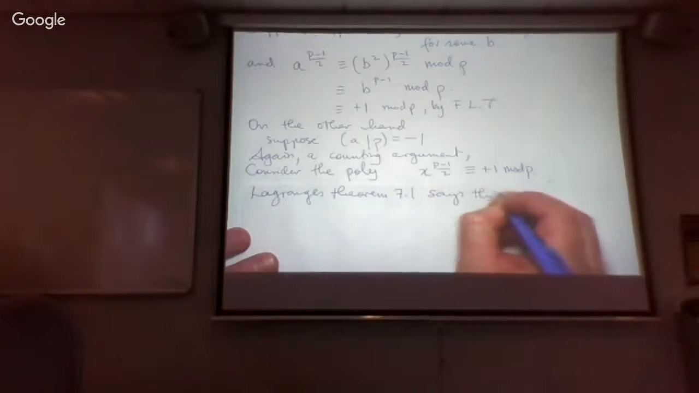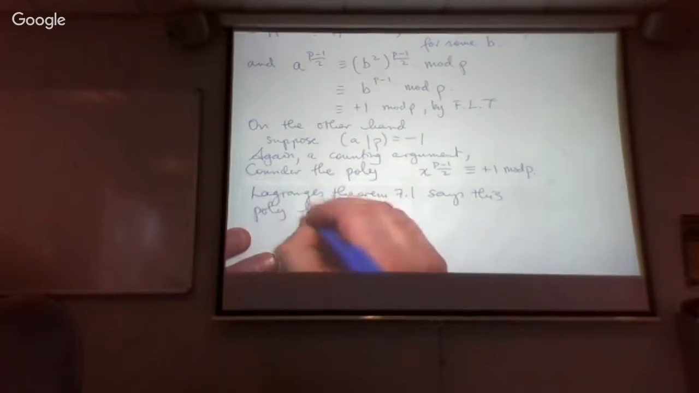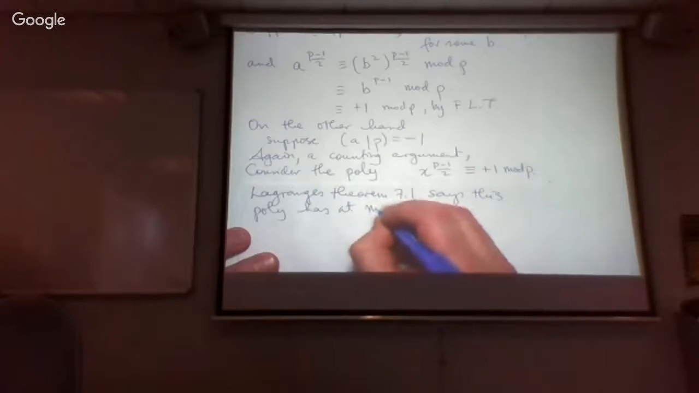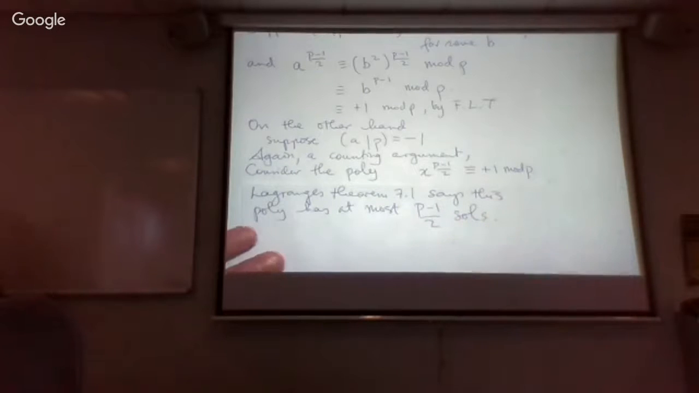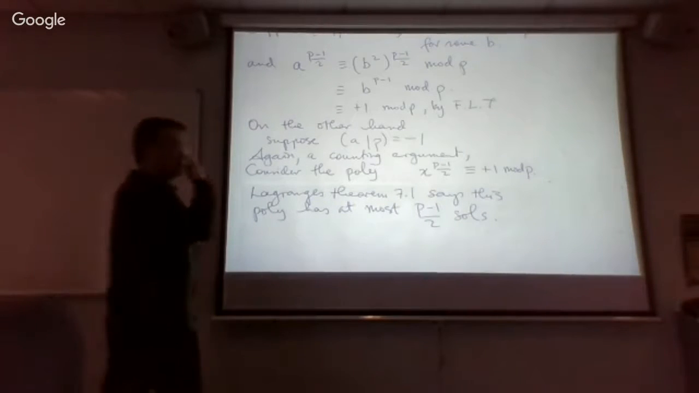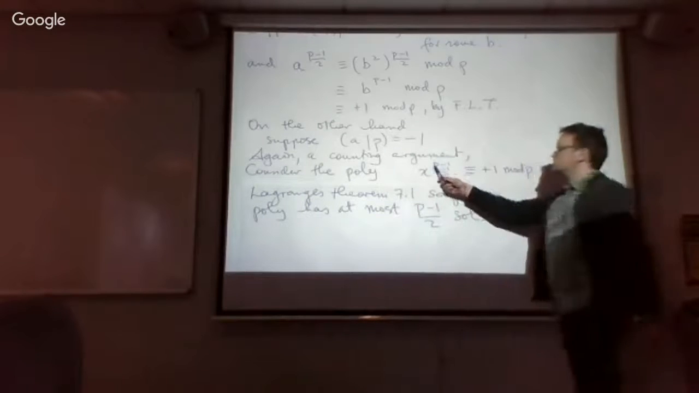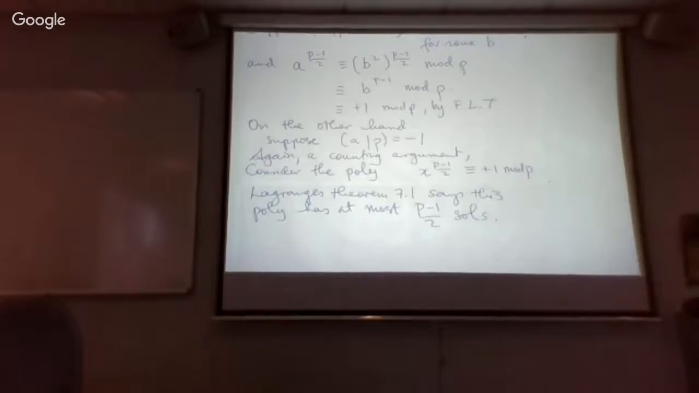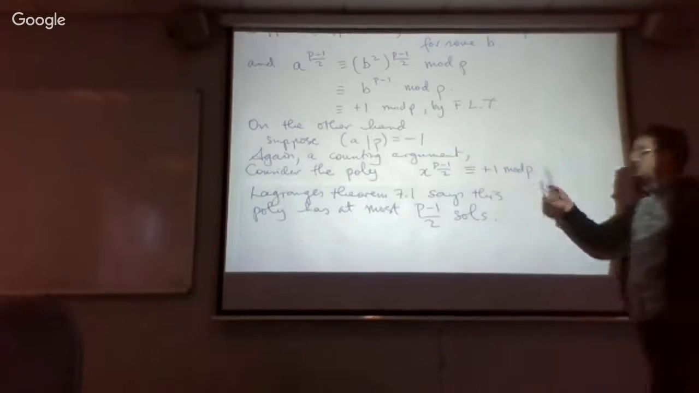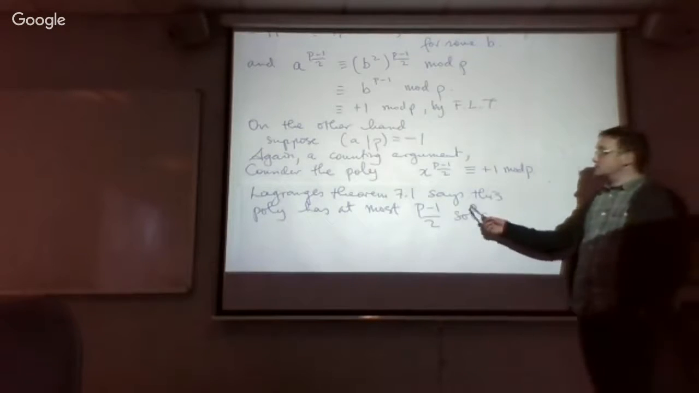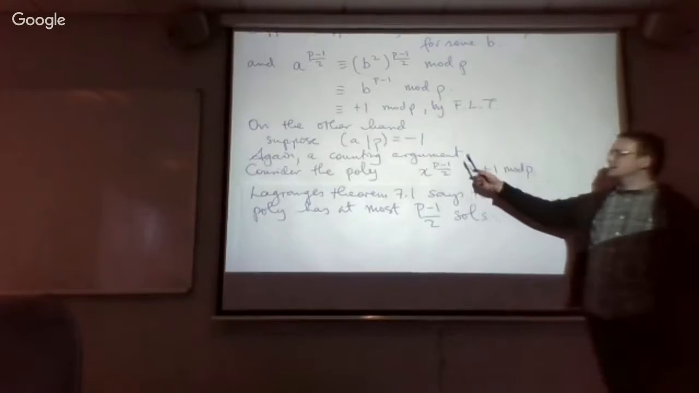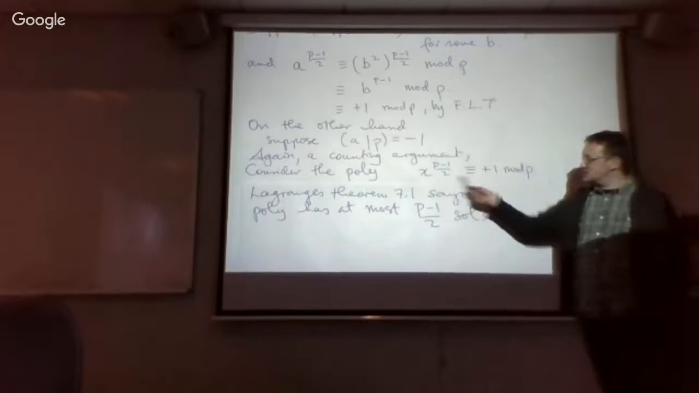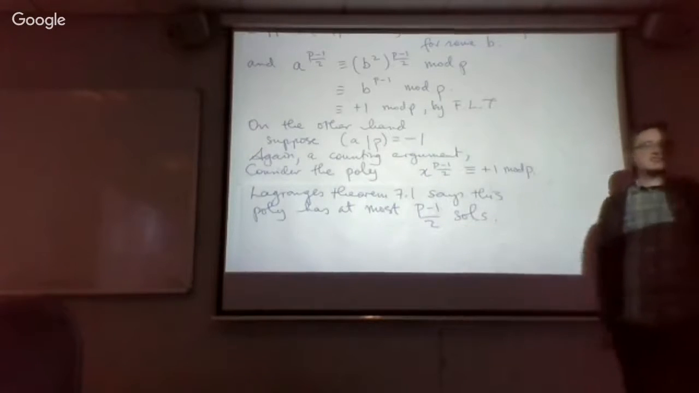It says this polynomial has at most (p minus 1)/2 solutions. And look, Lagrange's theorem says the degree of the polynomial congruence is an upper bound on the number of solutions that it might have. But it's a polynomial congruence modulo a prime. So Lagrange's theorem, I keep saying Legendre instead of Lagrange, excuse me, says that this polynomial has at most (p minus 1)/2 solutions.